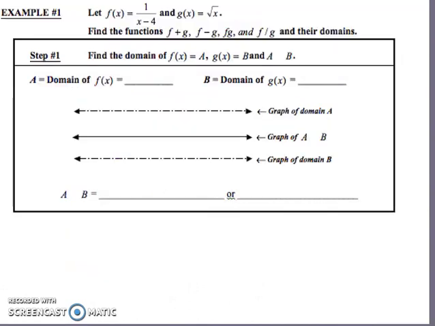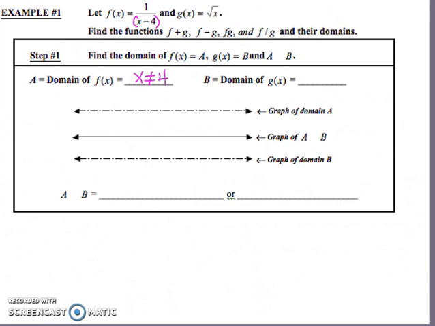So let's do a real problem example. f of x is the function 1 divided by x minus 4, and g of x is the function the square root of x. So if we consider these two functions individually, if we look at the first one, we do have that x minus 4 in the denominator. So the domain of f of x would be that x cannot equal 4. Because that would be the one number that would make our denominator 0, and we cannot have that.